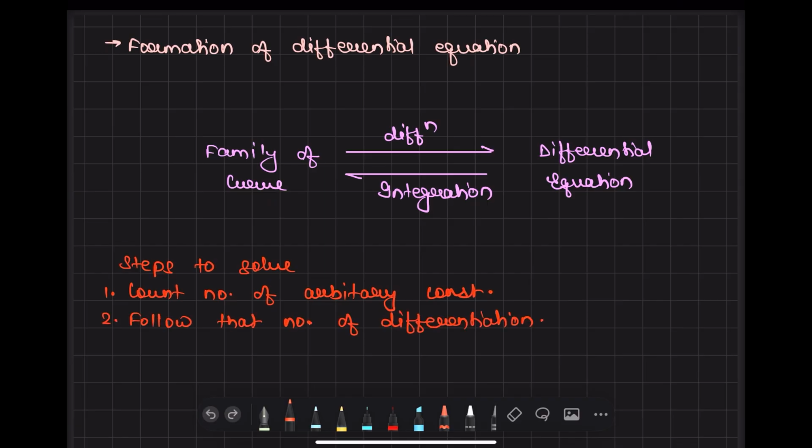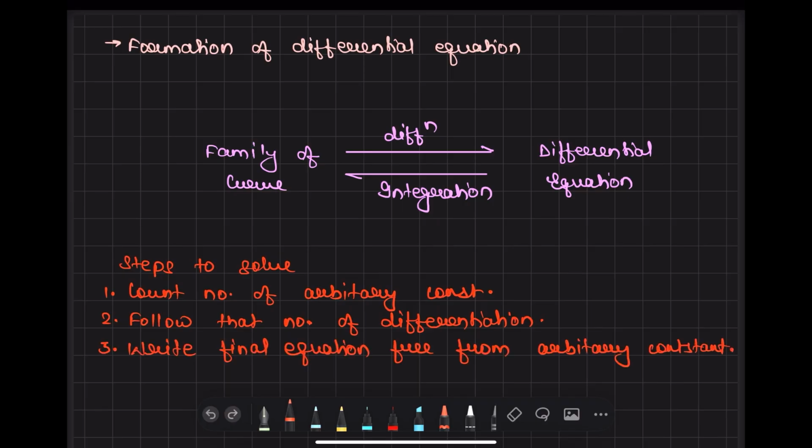Now the next step is, first you will count the number of arbitrary constants and then you will differentiate your function that many times. So this is your second step. Now the final step is to write down the final equation free from arbitrary constants. So you have to remove all the arbitrary constants. Suppose you have four arbitrary constants, so you will be differentiating four times.